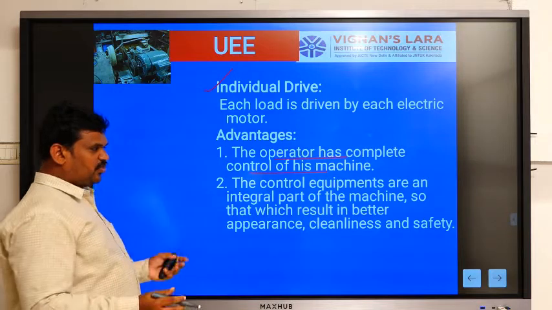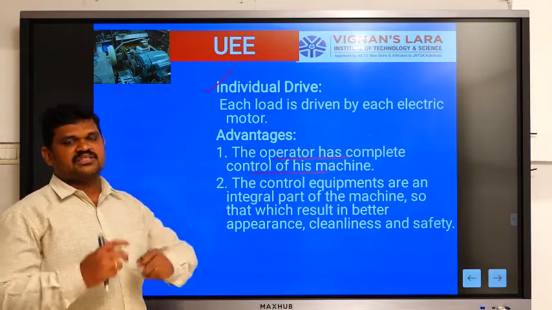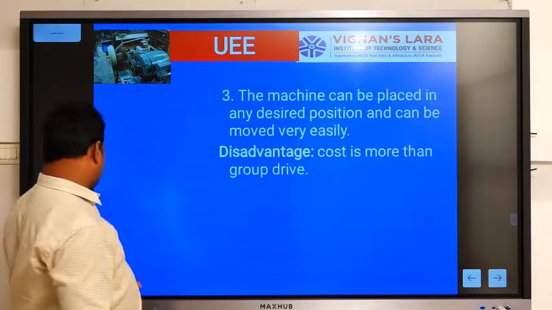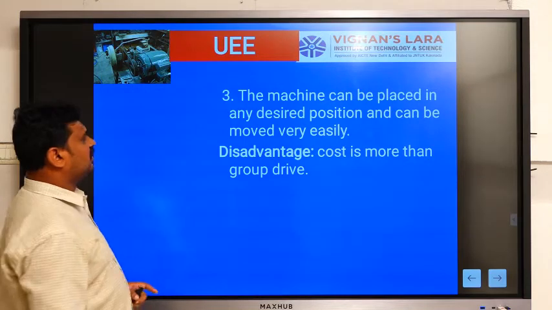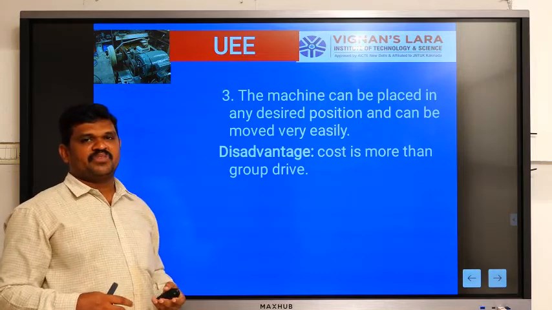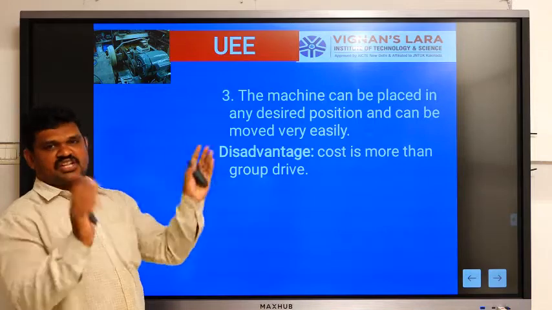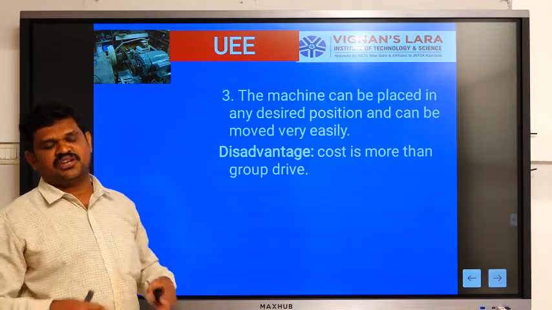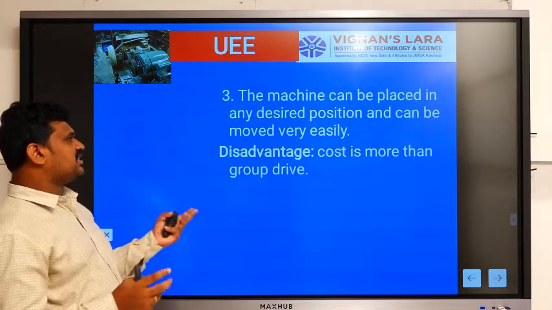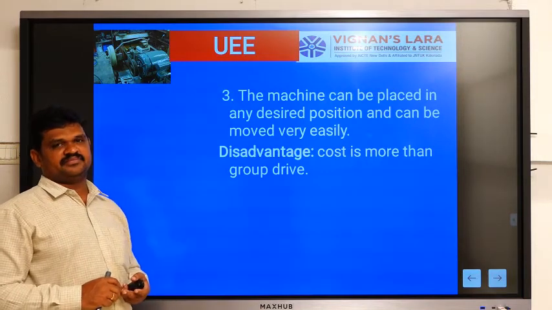Next, the control equipment are internal part of the machine, so that the appearance is good. Different types of shapes we can design, and we can operate it vertical, horizontal, in any direction, any location also. Another one is the machine can be placed in any desired position and can move any way very easily.